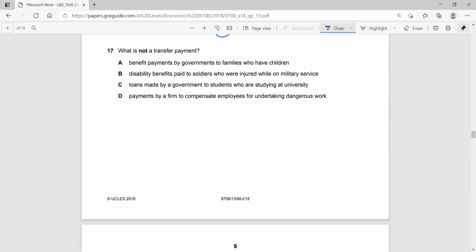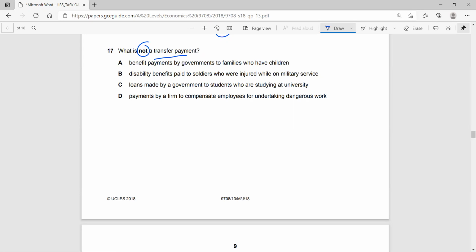What is not a transfer payment? Transfer payments are those payments that you make to people for which you don't expect or you don't receive any good or service in return, so any economic value in return. So if you pay a carpenter to come build a chair for you, that's not a transfer payment because they've provided you a good. If you just give someone a gift, that's a transfer payment because you've just given them money for which nothing is meaningfully expected back in terms of a good or a service.